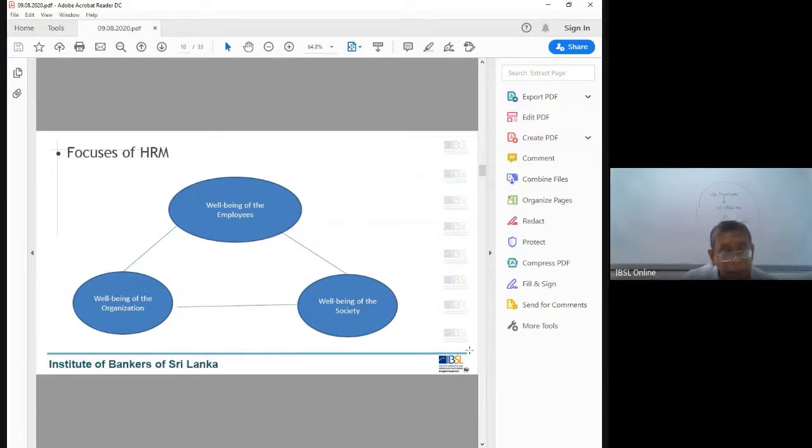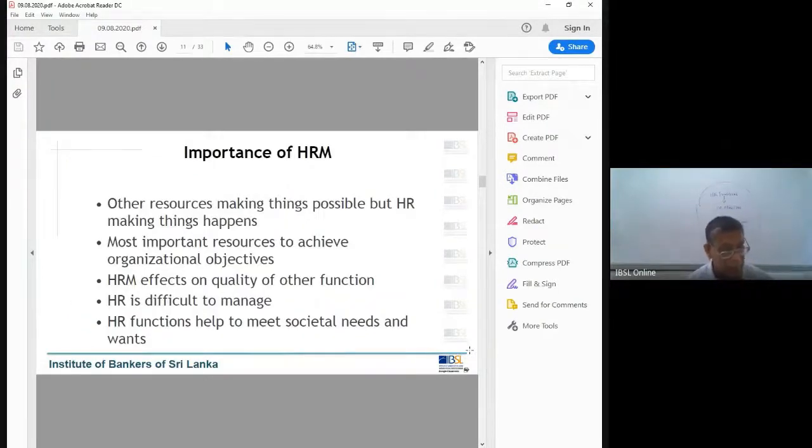Well-being of the society, well-being of the organization, well-being of the employees. They look at the three aspects. HRM provides well-being. They have to look after your own organization, and also HR needs to look after your own employees. Not only that, today HRM looks at how you contribute to the society. So HRM today focuses on three areas: society, your own employees, and your own organization. Right. Okay, remember that.